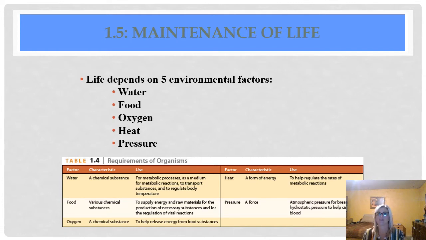But there are 5 things that we need. So we also need heat, because without heat we would definitely freeze to death. And then pressure, and what we're talking about is atmospheric pressure, but we're also talking about hydrostatic pressure. What is hydrostatic pressure? Hydro. What is hydro? What do you think of when you hear the word hydro? I bet you're thinking water. You hydrate. Hydro. It does. It's referring to water. So water pressure, and what that is directly related to medically is things like your blood pressure.